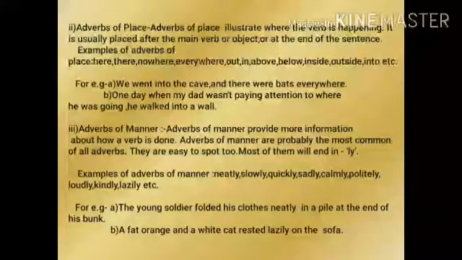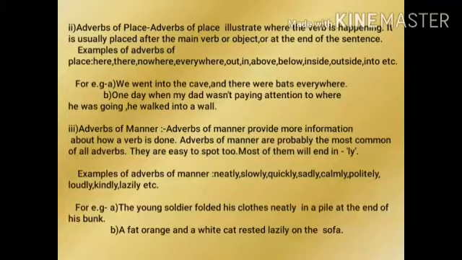Now adverbs of place. Adverbs of place illustrate where the verb is happening, or you can say where the action is happening. That means the place. It is usually placed after the main verb or object. Remember this students, or at the end of the sentence. Examples of adverbs of place I have given here. You can see here, there, nowhere, everywhere, out, in, above, below, inside, outside, into, etc. So these are some of the examples of adverbs of place.